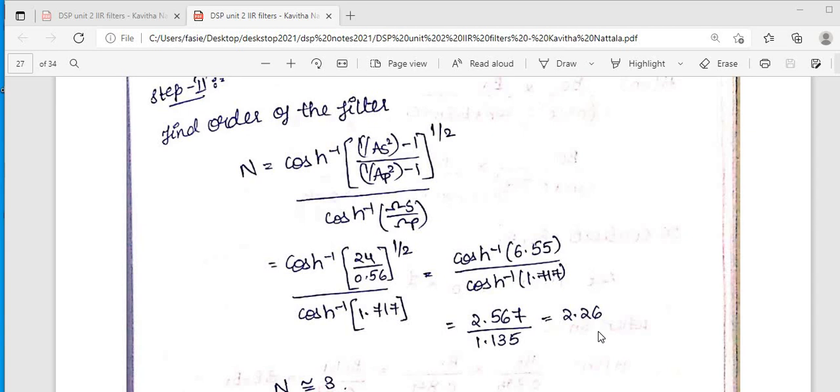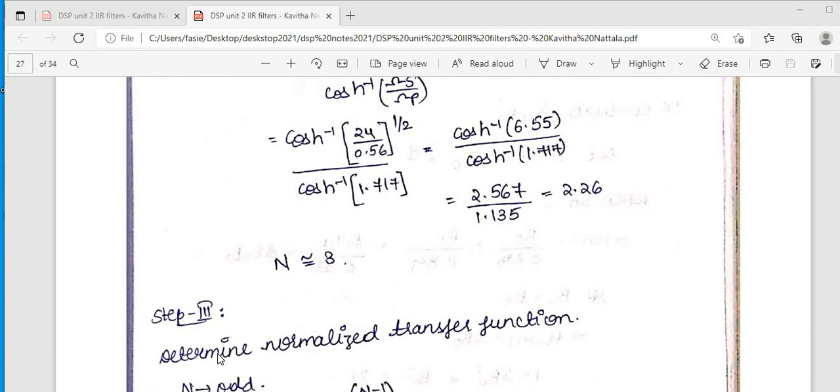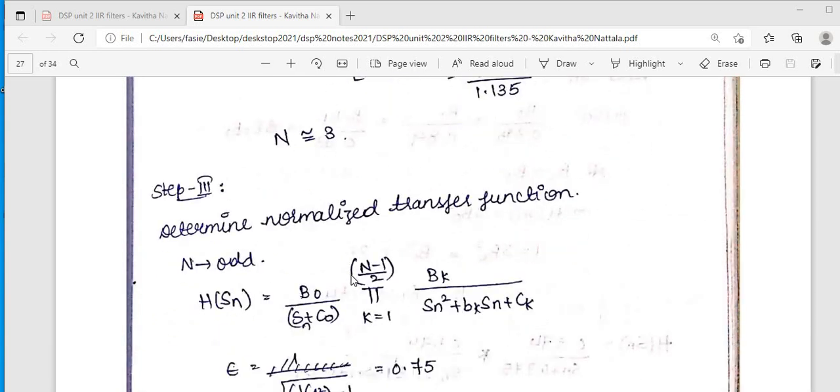So what is the N value? N should be greater than or equal to 2.26, that is approximately equal to 3. Right? So 3 is an odd number. So what transfer function can we write for the odd case? We can determine the normalized transfer function H of s when N is odd. It is B naught Sn plus C naught, with K equals 1 to N minus 1 by 2, Bk by Sn square plus Bk Sn plus Ck. We can substitute these parameters.